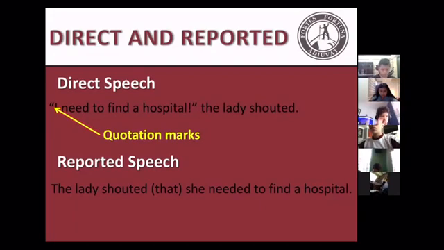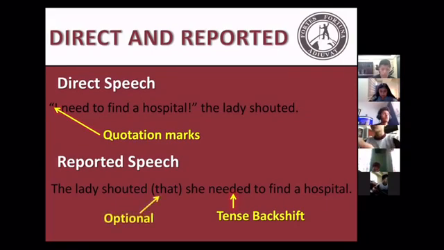So in the direct speech, she has been talking in present tense. But when we report the speech, we go back a tense, which is called tense backshift. So we've gone from simple present, or present simple, to past simple. And the "that" I have put in brackets because it is optional. This one here. That is an optional word. It is a non-defining word, that.